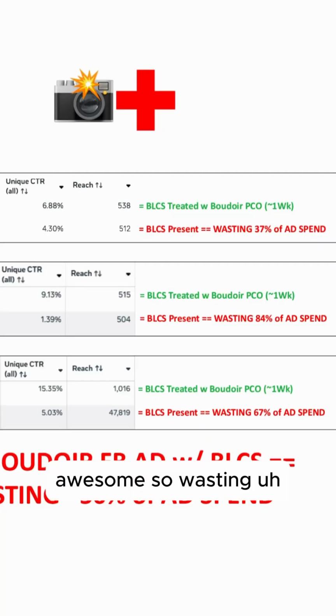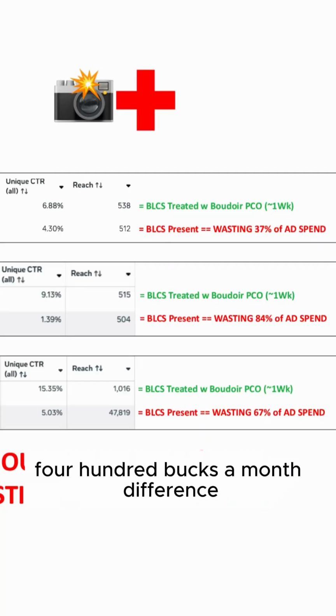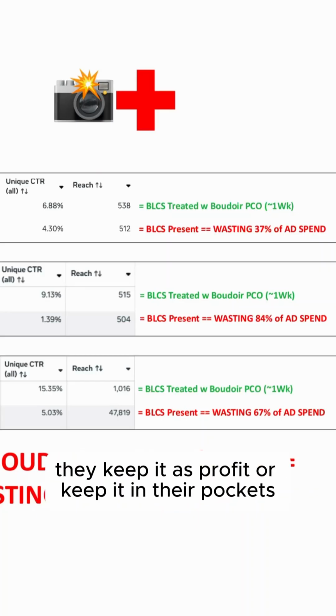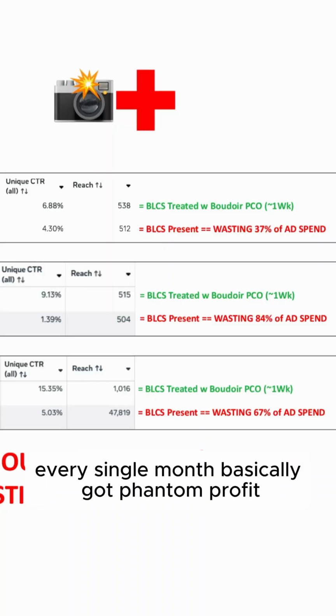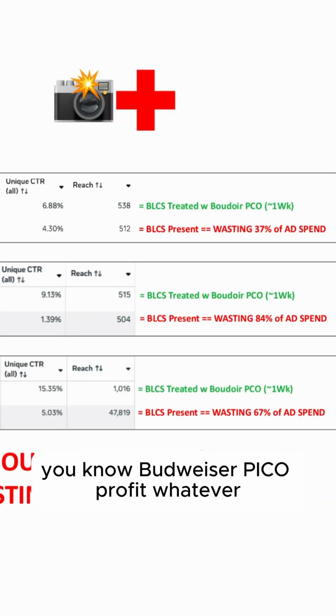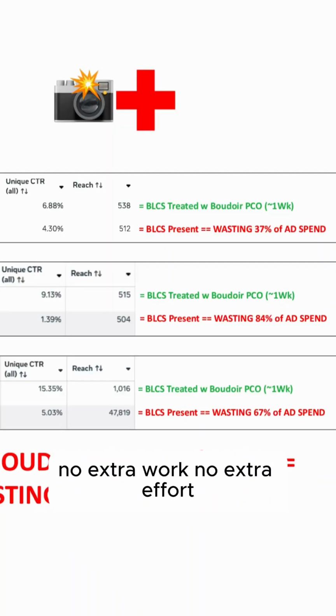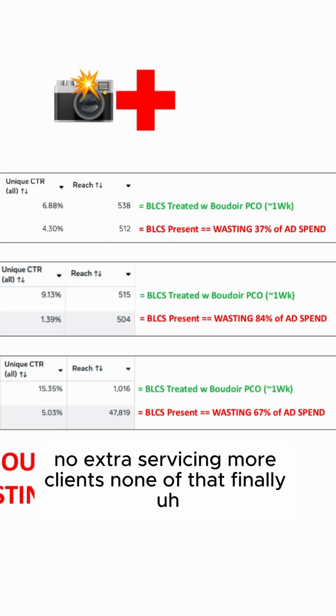Awesome. So that $8,400 a month difference that they no longer have to spend, they keep it as profit, or keep it in their pockets every single month. Basically a phantom profit, Boudoir Pico profit, whatever. And at the end of 12 months, it's basically 100K extra in the bank. No extra work, no extra effort, no extra servicing, more clients, none of that.